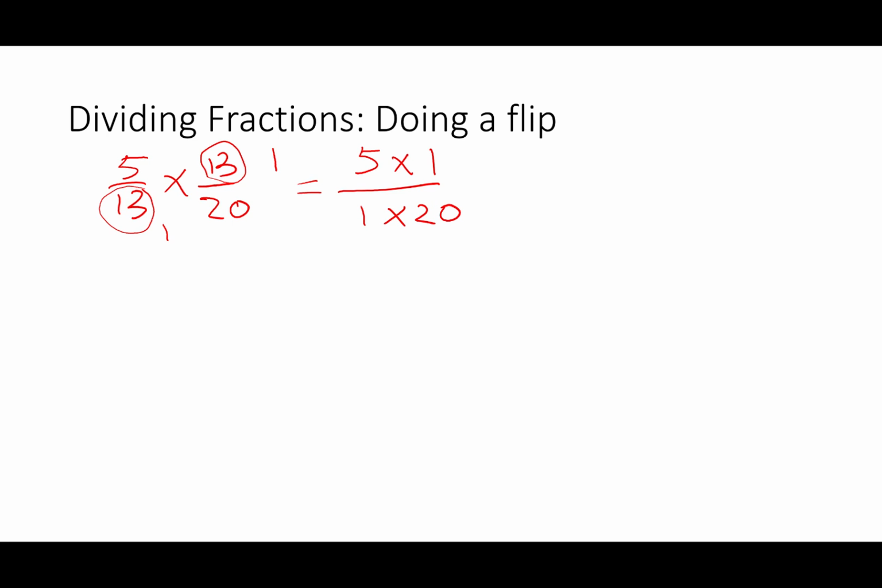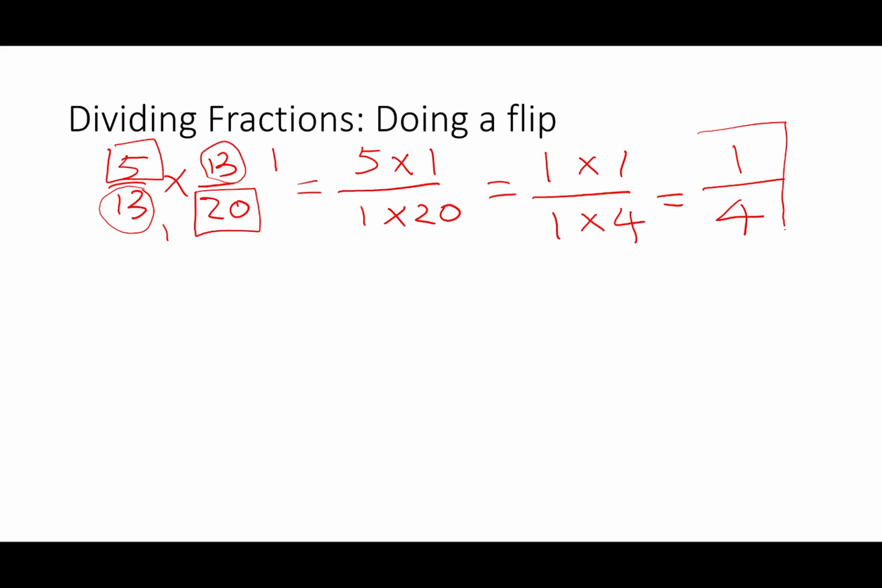Now that's not all. How about this numerator here with the denominator of this one here? Now this can be divided by 5. So 5 divided by 5, we get 1, and 20 divided by 5, we get 4. So therefore the end result will be 1 times 1 we get 1, 1 times 4 we get 4. So straight away we can get to the lowest terms of the answer. So that's all for multiplication.